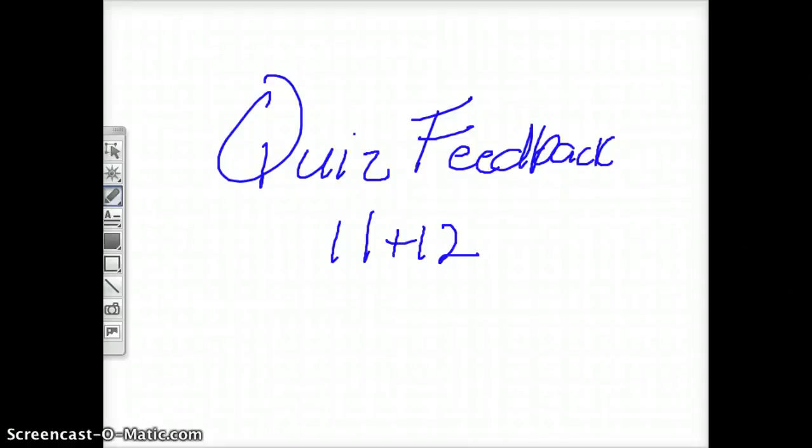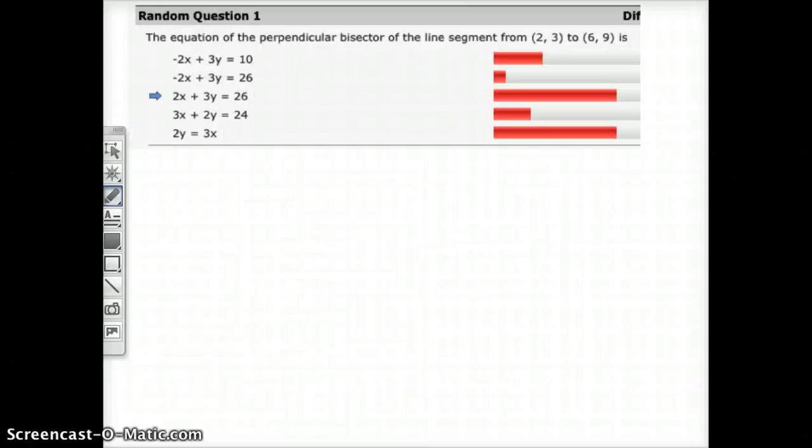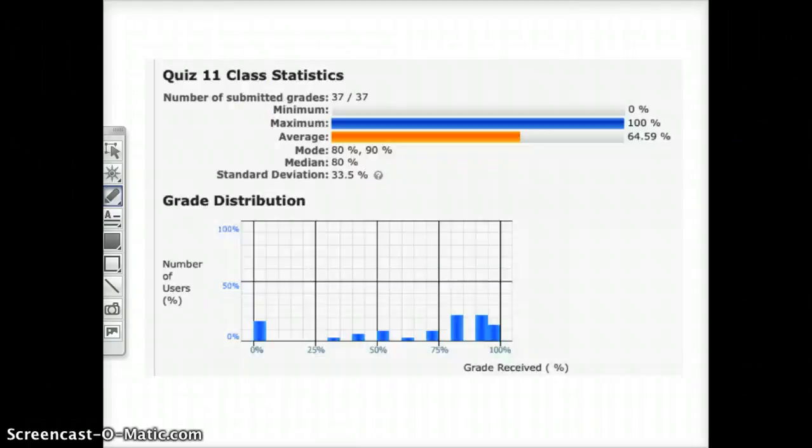Okay, students, we're going to get started with this feedback about the quiz of lesson 11 and lesson 12. This is the grade on 11, so kind of spread out a little bit. But let's see if we could take a look at this.